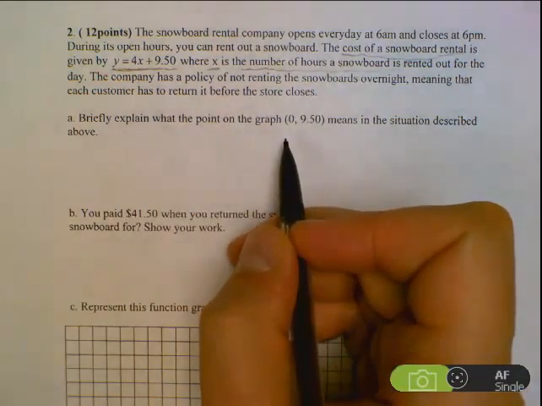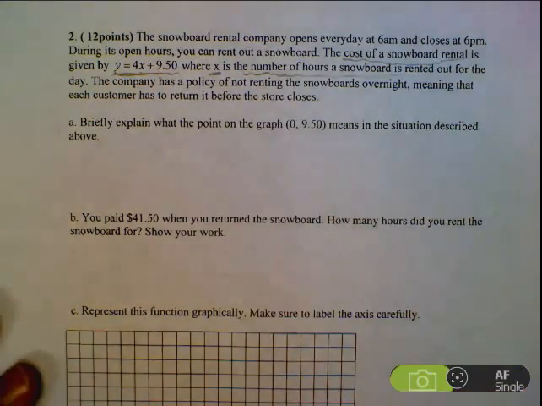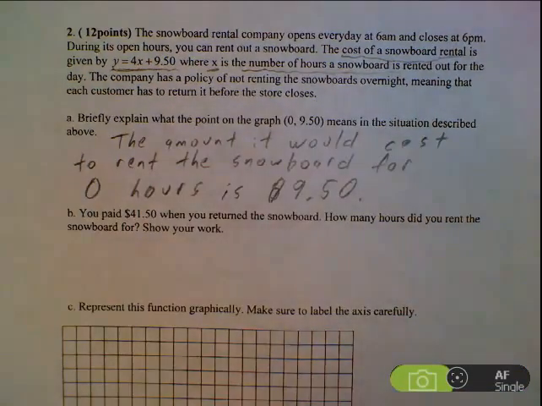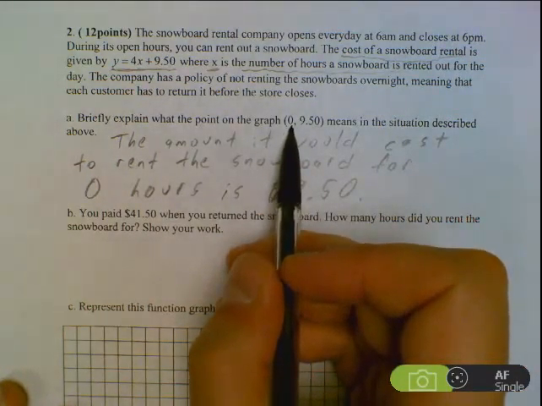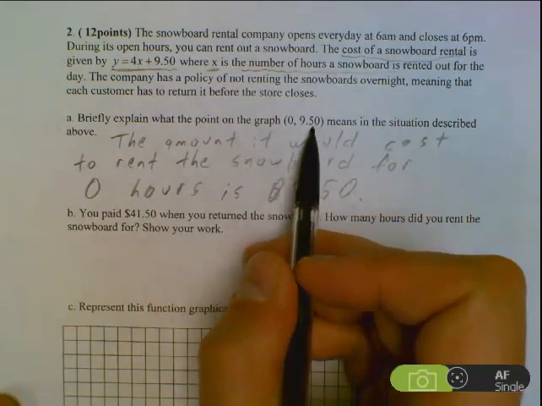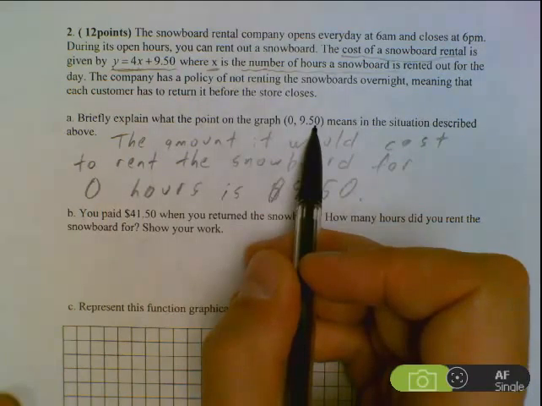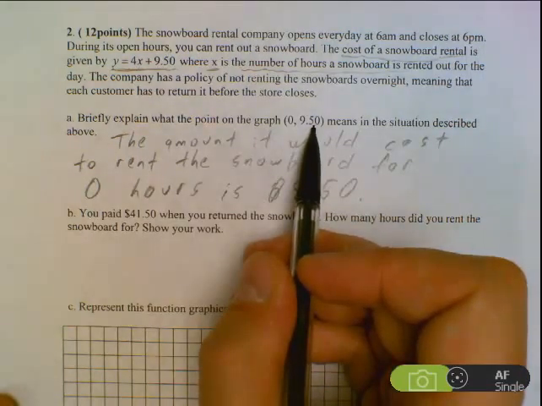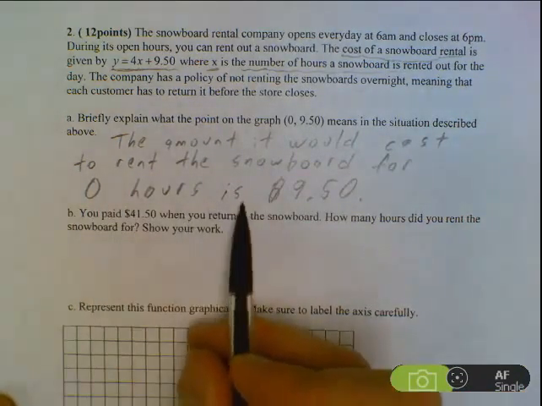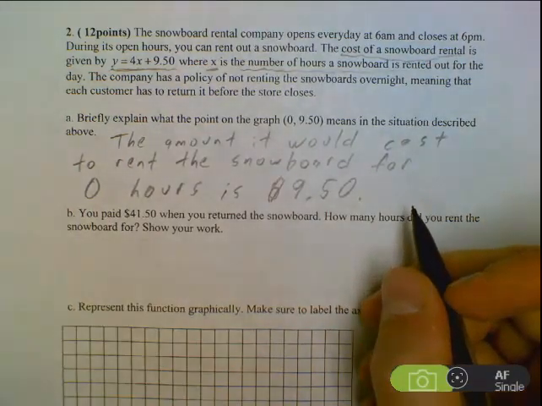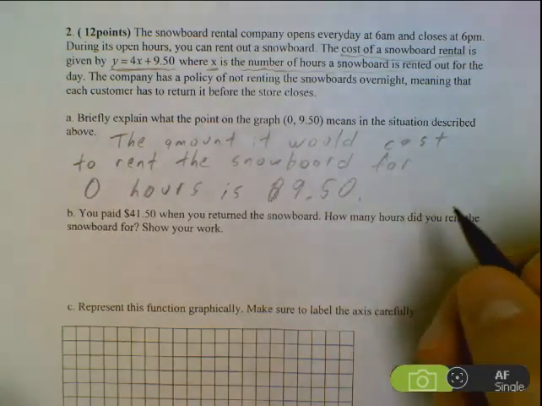So first we want to explain what the point means in the situation described above. So this is the input, which is 0. That means we're renting it for 0 hours, and the output is $9.50. In this situation, it almost doesn't make sense because can you really rent it for 0 hours? But in a sense, it's like the initial cost. The amount it would cost to rent the snowboard for 0 hours is $9.50. Some people put down the answer like the initial cost, that type of thing. Anything like that is fine.